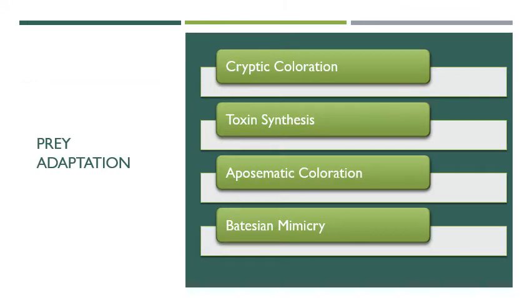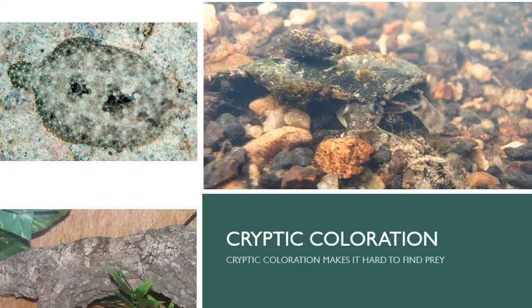So whereas a predator might have sharp claws or may be able to poison the prey, the prey might have different types of coloration, may be able to produce toxins, make it so it's non-palatable, it's not tasty. Have different aposematic coloration, or may even be a Batesian mimic. May look like something that's not tasty, even though it actually is quite delicious. Cryptic coloration makes it hard to find prey. They're cryptic. It's like camouflage.